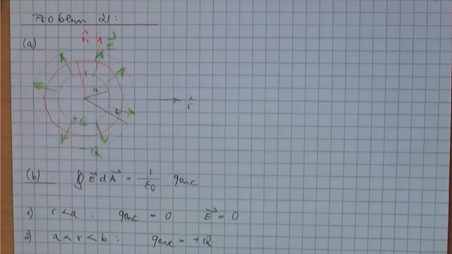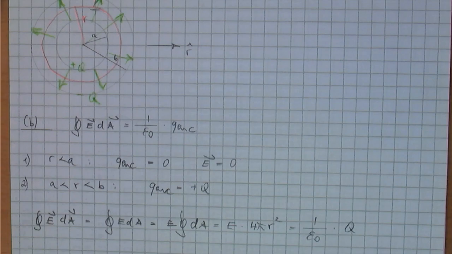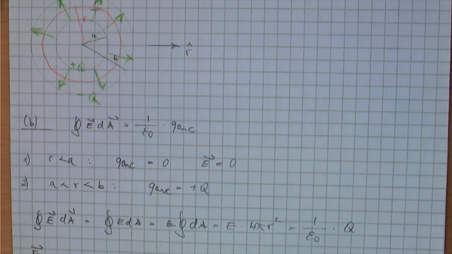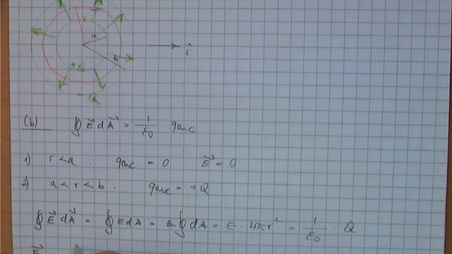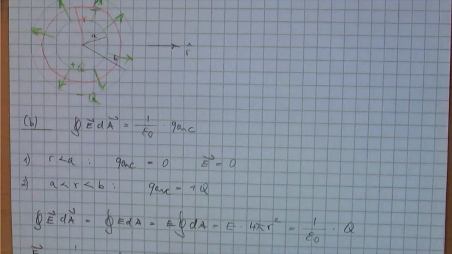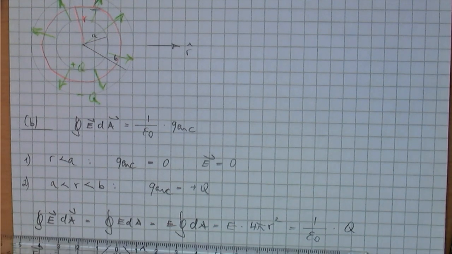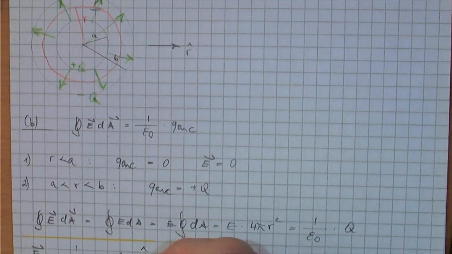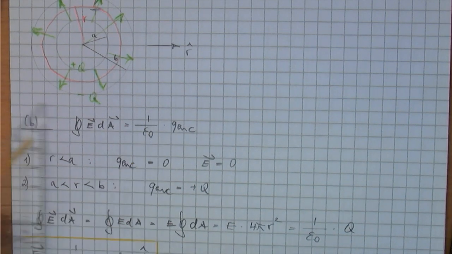All right, so now we can solve this for the electric field. E equals 1 over 4 pi epsilon naught times capital Q over r squared times r hat. All right. So that's the result for part 2 here.